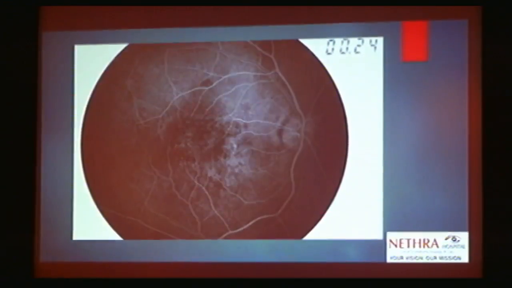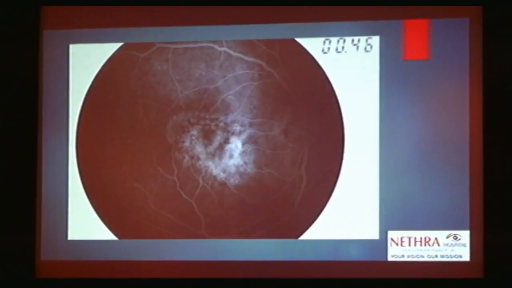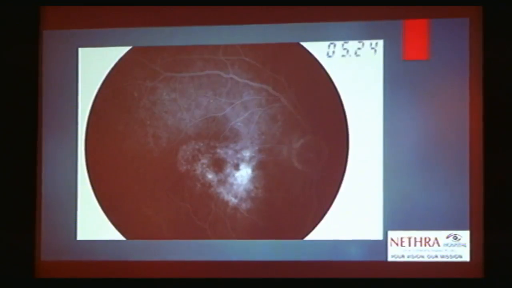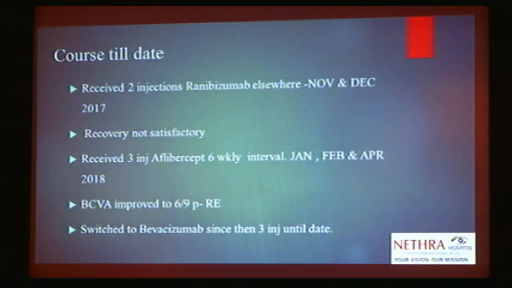On FA, the early phase showed certain stippled hyperfluorescence, and as the fluorescein angiography proceeded, there was pooling superotemporal to the fovea, and there was a leak inferotemporal. So a diagnosis of CNVM was made and the patient was referred back. He received 2 injections of ranibizumab in their hospital in the months of November and December. Recovery was not satisfactory, so the patient presented back.